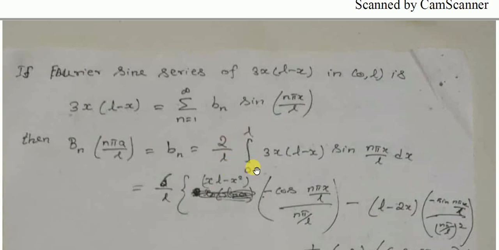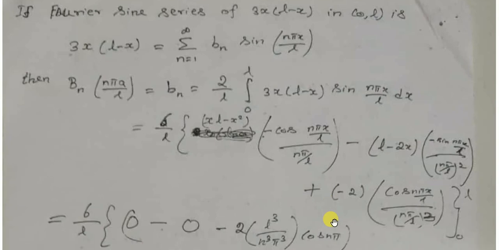So we are writing the formula as 2 by L, integral 0 to L, the function which is there in the left hand side, into sin n pi x by L dx. Now we have to integrate this using integration by parts. So 3 into 2 is 6, take that 3 outside, 6 by L is constant, take it outside. So remaining this term you should take it as u, remaining term is dv.